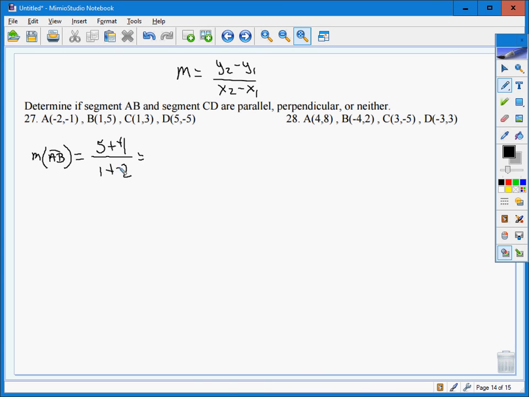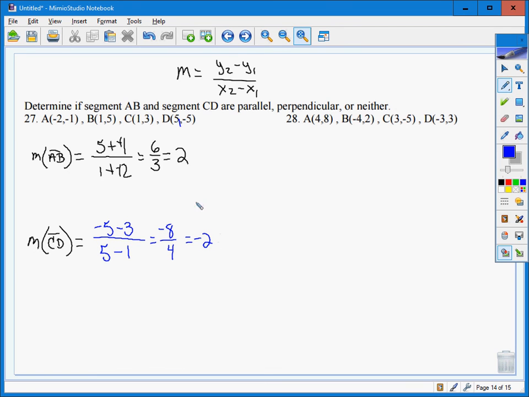My minus and negatives are going to change to positive. This is 6 over 3. 6 over 3 is 2. Now I'm going to find the slope of CD, and I'm going to do it the same way. y2, -5, minus y1, 3, over x2, 5, minus x1, 1. -8 over 4. And here I would get -2.